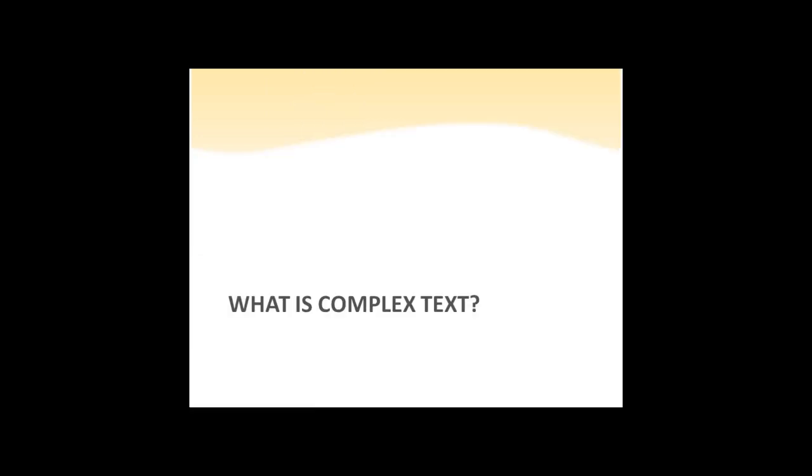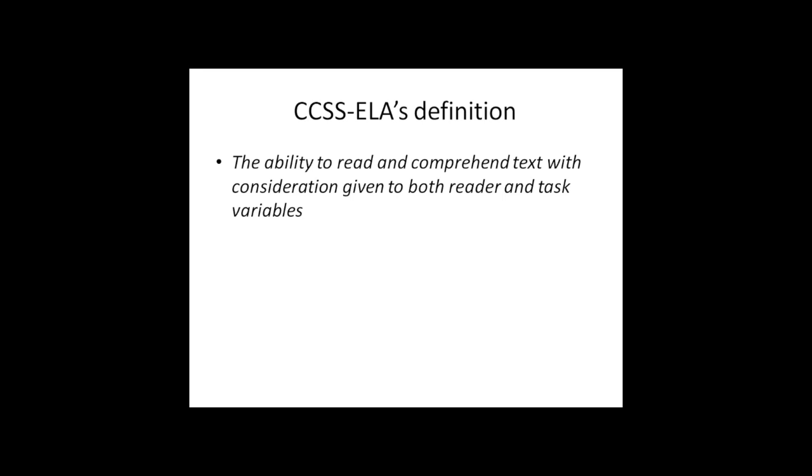So, by now you've probably heard of complex text, and you probably know that the Common Core standards are very focused on that. In fact, the addressing of text in a standards document like the Common Core is really novel, and it's very important that it's addressed. And so people like Freddie and myself are really excited to see that happening. So according to the Common Core state standards, the English language arts section, complex text is about the ability of a reader to connect, read, and comprehend a text with consideration to both reader and task variables.